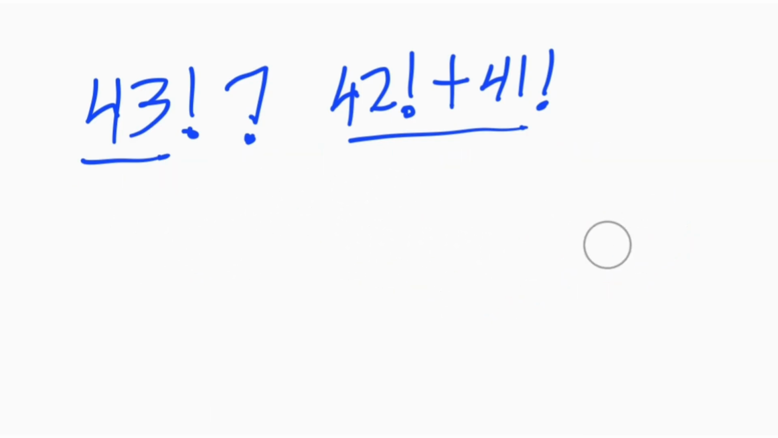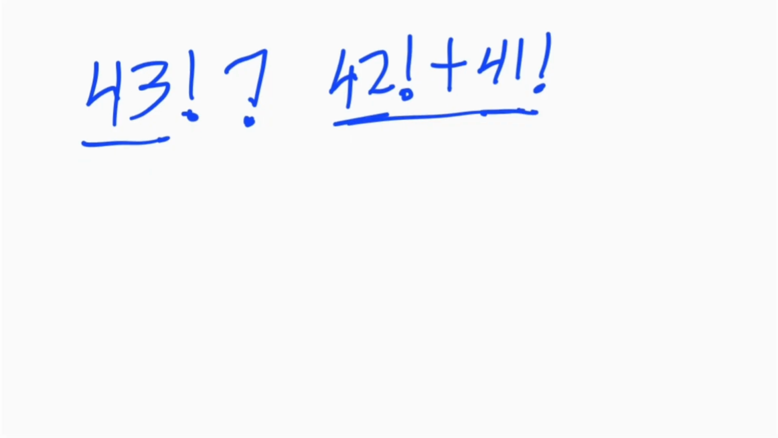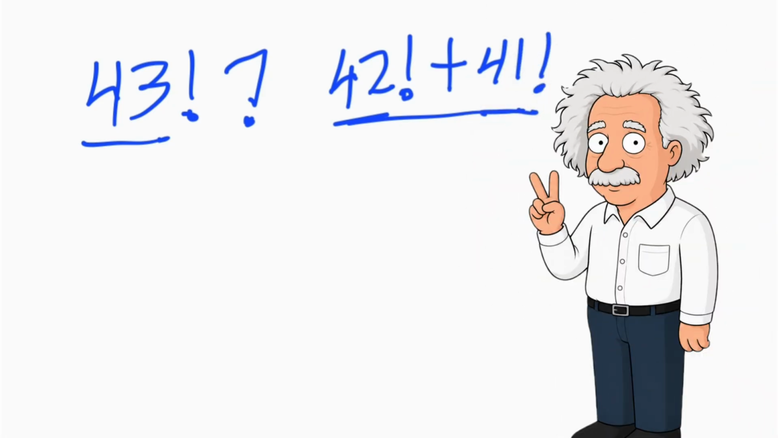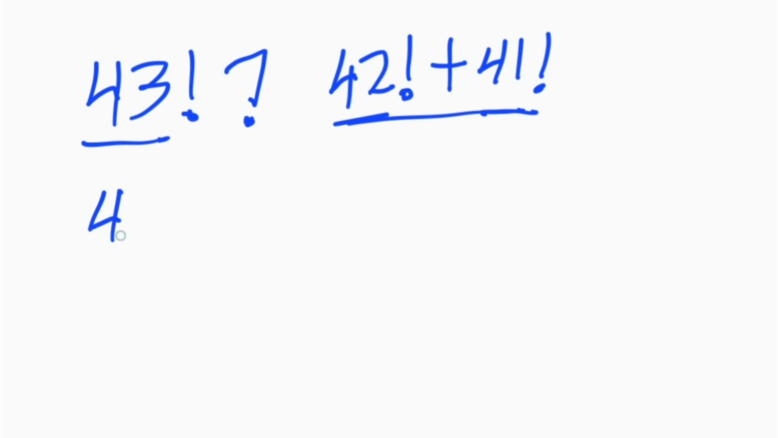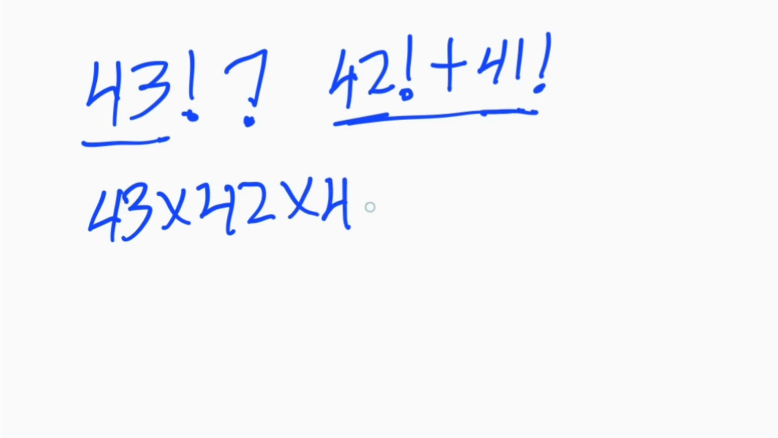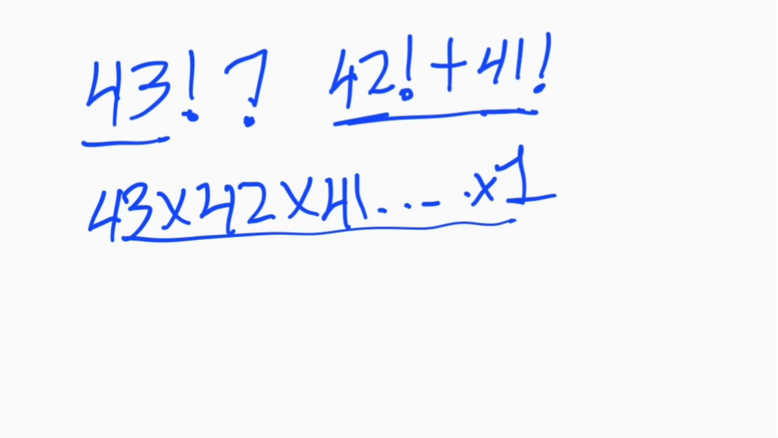Our question is whether 43 factorial is greater or 42 factorial plus 41 factorial is greater. In general, we can solve this problem using two methods. The first one is called the series method, which involves computing 43 factorial, which is 43 times 42 times 41, and we go till 1, right? So we get a big number, of course.